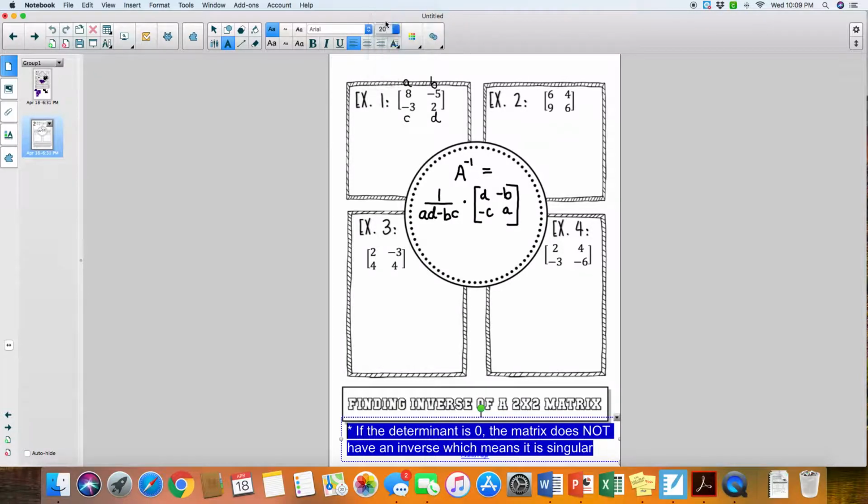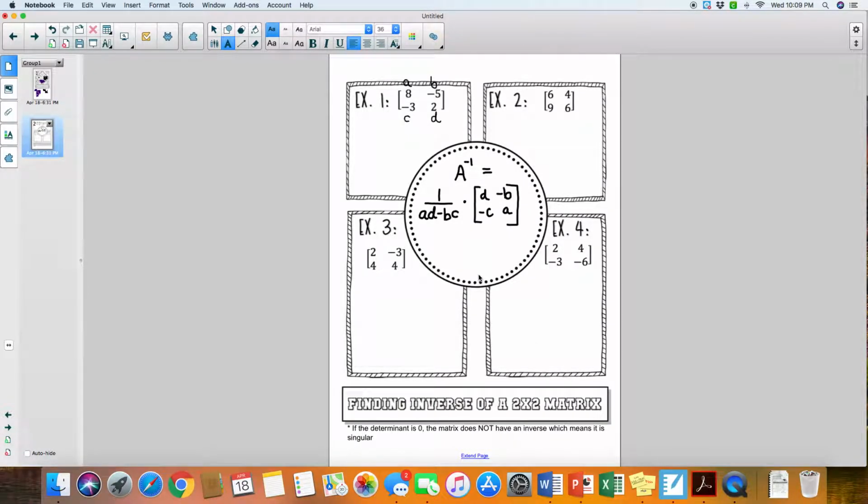Think about it. If the determinant is 0, I would get a fraction of 1 over 0. Well, I can't divide by 0. That's undefined. And if this is undefined, then there's nothing for me to multiply this matrix by. So if the determinant is 0, that saves you a lot of work because there's nothing else to do to the problem, because it's singular. So the first thing you always want to do is start out by finding the determinant to see if you even need to finish the problem.